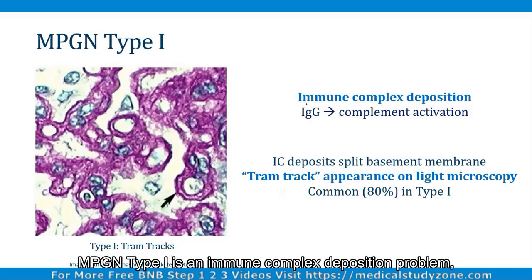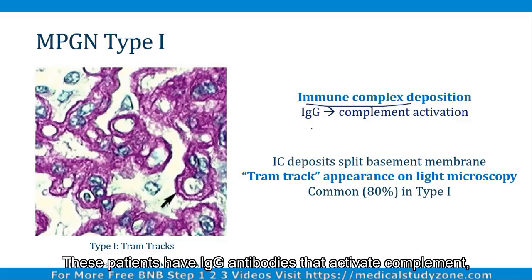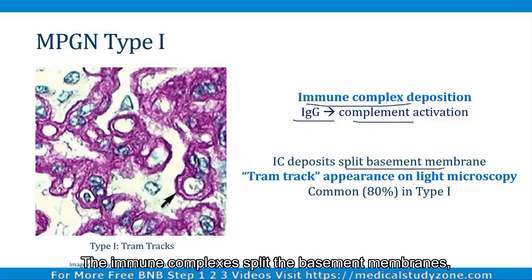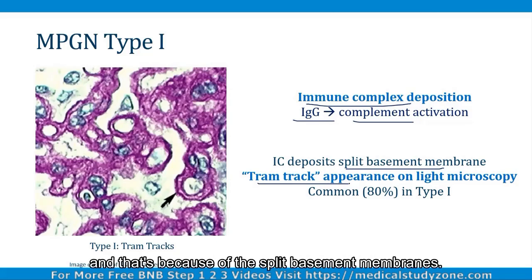MPGN type 1 is an immune complex deposition problem, just like what we talked about before in terms of membranous nephropathy. These patients have IgG antibodies that activate complement, and that's what leads to the pathology in the glomerulus. The immune complexes split the basement membranes, and therefore you get this appearance on microscopy that's referred to as a tram track appearance, and that's because of the split basement membranes.